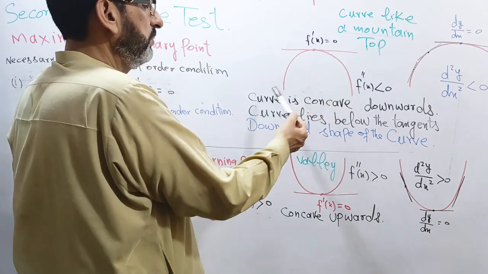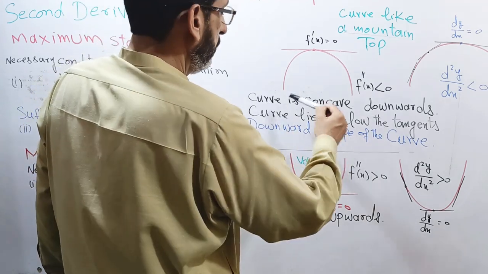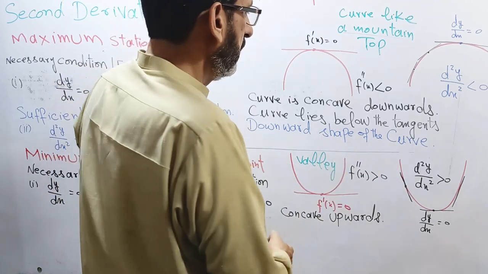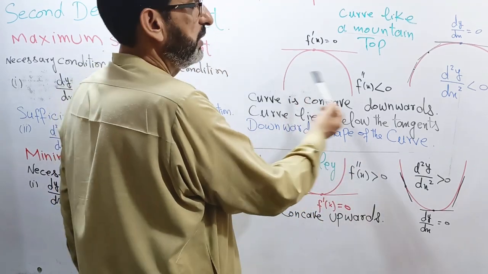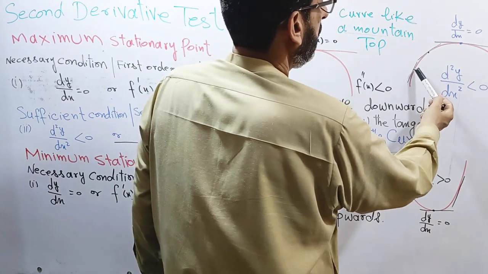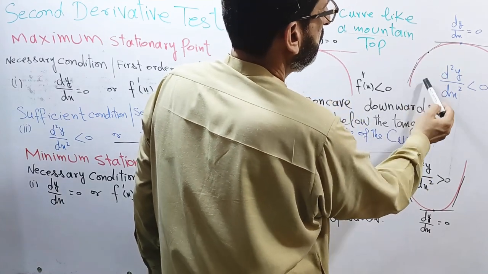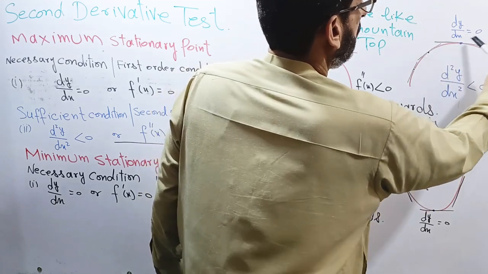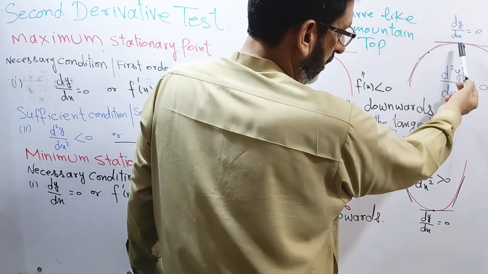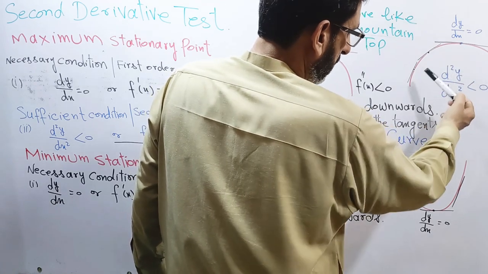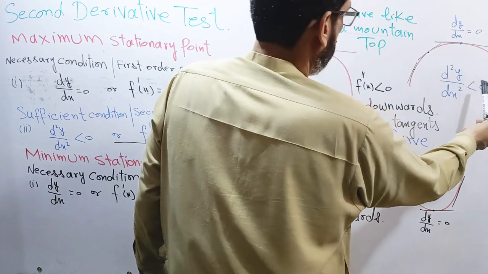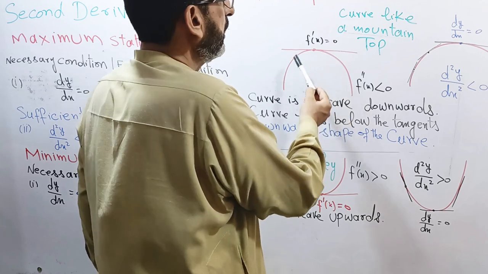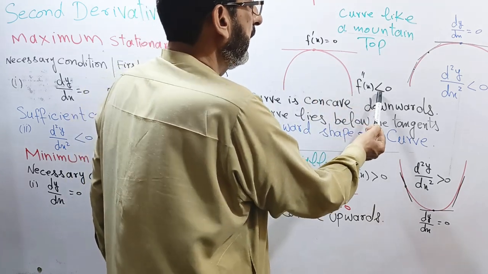The shape of curve is concave downwards. Curve lies below the tangents. If we draw tangent at any point, as we draw tangent at this point, curve is below the tangents. At any point when we draw the tangent, curve is below the tangents. Here first derivative is 0 and second derivative of the whole curve is negative.